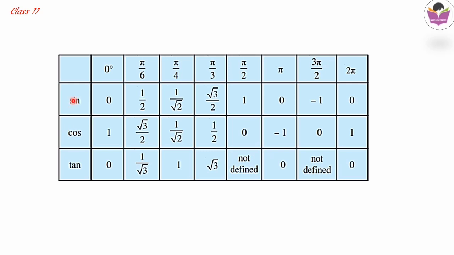Once sin and cos are there, we can define all the other trigonometric functions. Sin by cos is tan, and cosec, if you want to calculate, take the reciprocal of sin, sec, take the reciprocal of cos, and cot, take the reciprocal of tan.